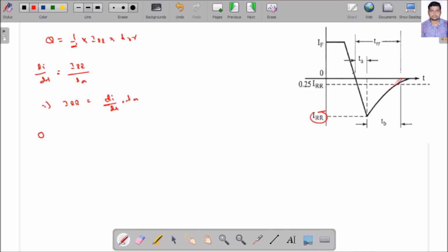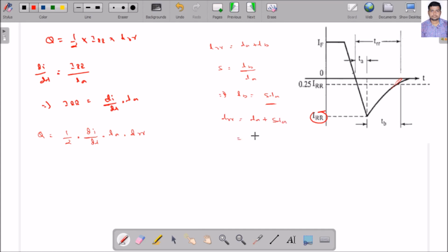So put here charge equal to 1 by 2 into, in place of IRR, di by dt into TA into TRR. Then what is TRR? We have seen that TRR equal to TA plus TB. What is S? Softness factor equal to TB by TA. Then tell me what is TB? TB equal to S into TA. Then what is TRR? TRR equal to TA plus TB. In place of TB just write S TA.